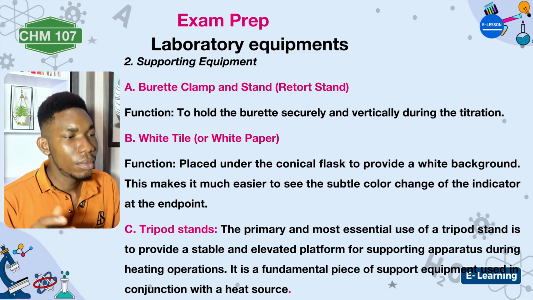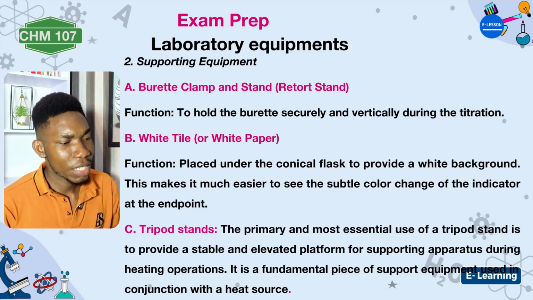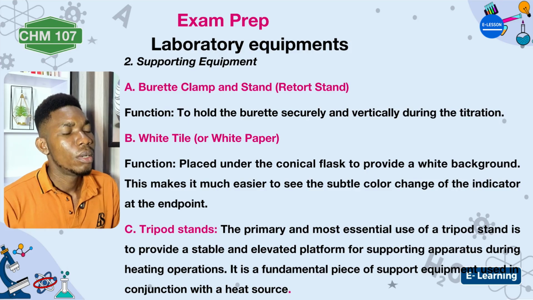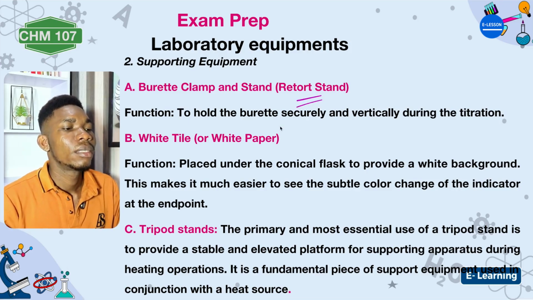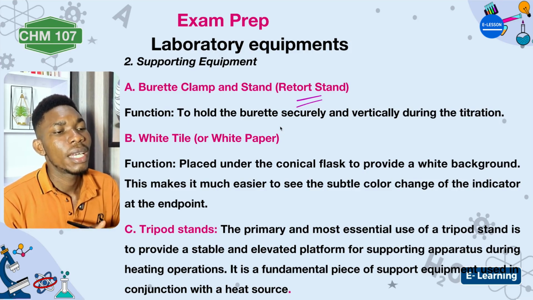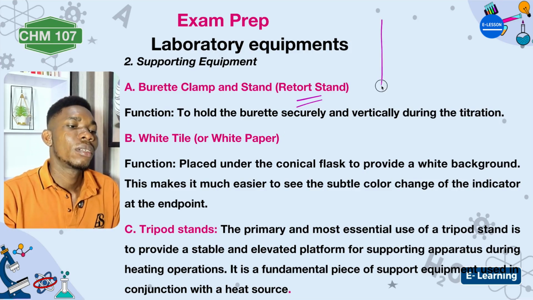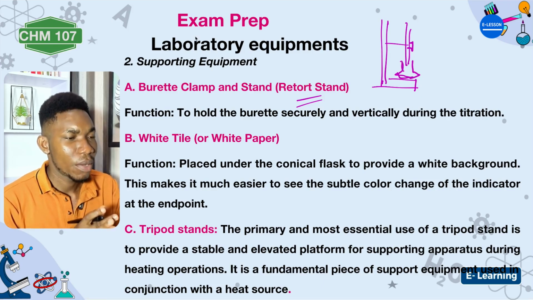Now, supporting equipment. What are some of the supporting equipment you use? Burette clamp, of course, which is also called the Redox stand, to hold the burette securely and vertically during titration. All these ones like this that holds the burette. That's what we call burette clamp. All right, burette clamp. Is that okay?